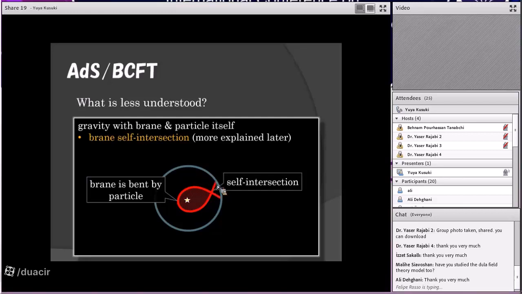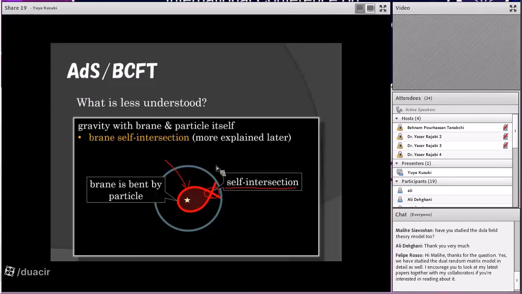Let's consider gravity with an end of the world brane like this figure. If we introduce a heavy particle in this geometry, then we have a gravitational interaction between the brane and this particle. As a result, this brane is bent by the particle through the gravitational interaction between these two. So there's a possibility that this brane has a self-intersection like this. But this configuration seems a little bit strange, so we would like to avoid it in some way. But for now, we don't have an understanding of the mechanism. I will explain the brane self-intersection in more detail later.